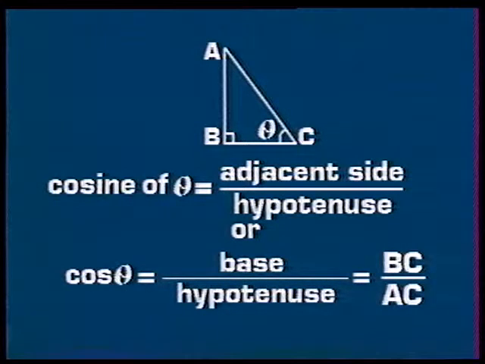Cosine theta, spelled C-O-S-I-N-E, in brief written as cos theta and also read as cos theta, is the ratio of the adjacent side to that of the hypotenuse. In this particular case, cosine theta or cos theta is BC upon AC.